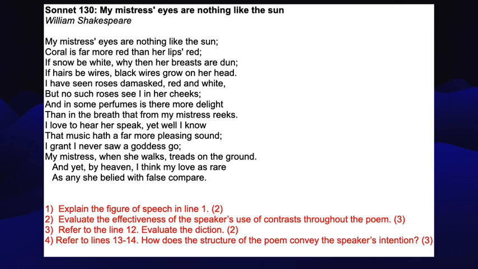And then we have question 3, which says refer to line 12, evaluate the diction for 2 marks. So we need to always quote the diction, provide a quote, and then evaluate it, in this case explain its effectiveness. And then question 4, refer to lines 13 to 14. How does the structure of the poem convey the speaker's intention? 3 marks over here, so we need to assess what the structure of the poem is, we need to assess what the speaker's intention is, and then provide an analysis or a link. So please go ahead, pause the video, and then come back when you're ready to go through your answers and mark them.